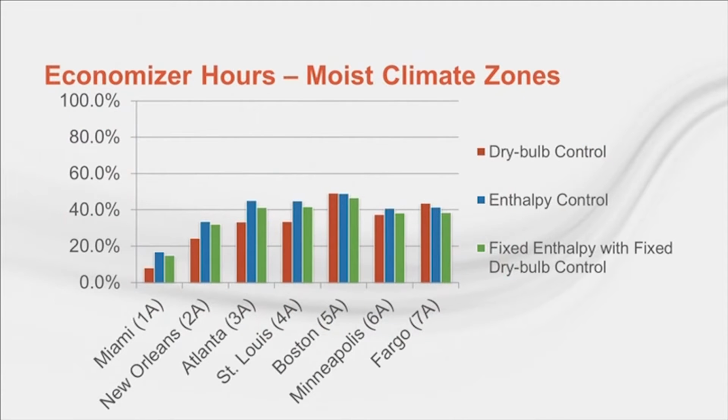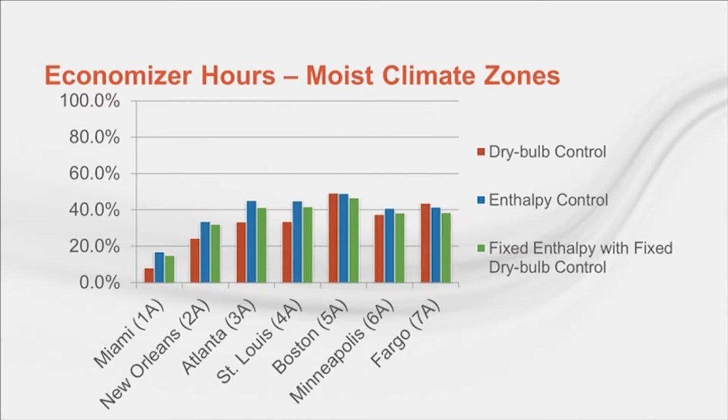This chart shows the location, climate zone, and number of hours where an economizer could be used with different control types. Three controls are shown: fixed dry bulb temperature control, fixed enthalpy control, and fixed enthalpy with fixed dry bulb. This last one is just like the new control in Standard 90.1 that we described earlier. These are the climates in the eastern and central United States.